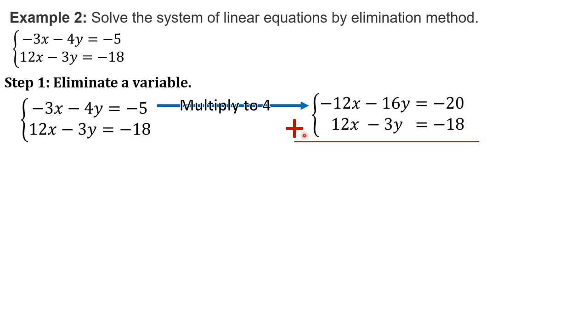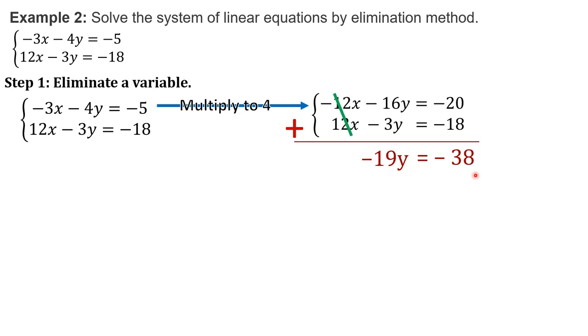Negative 12 plus positive 12 will give us 0, so cancel. Then negative 16 plus negative 3y will give us negative 19y. And negative 20 plus negative 18 will give us negative 38. Now, since we have eliminated the variable x, we are now solving for y.